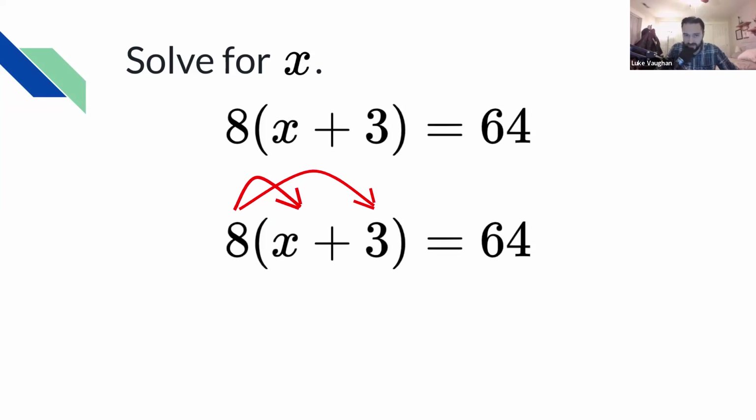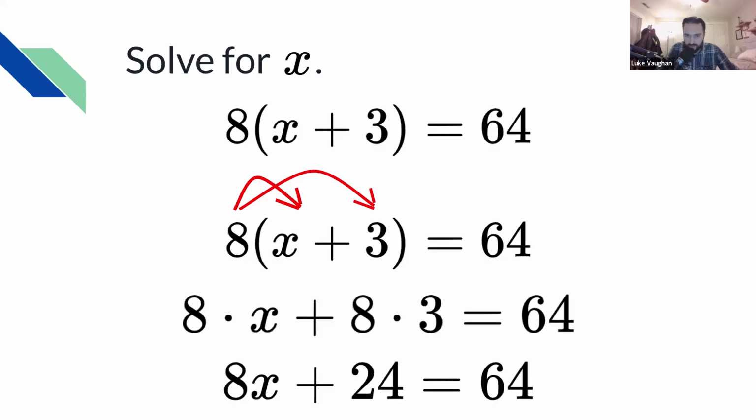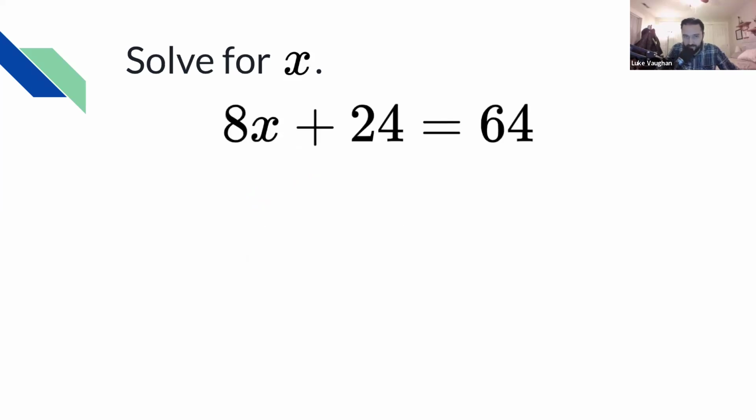We saw this property last video. 8 times x plus 3 is the same thing as the product 8x plus the product 8 times 3. So on the left-hand side, we actually have 8x plus 24 equals 64. Let's move this to the top. And let's continue isolating x.